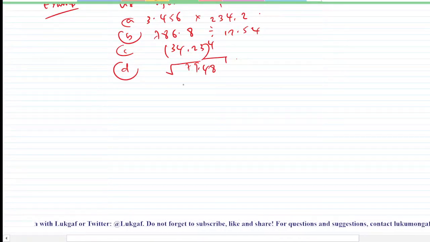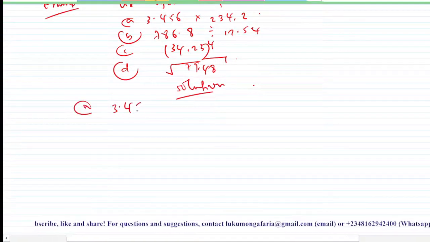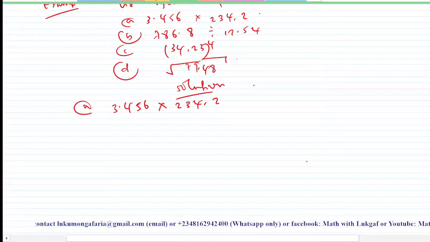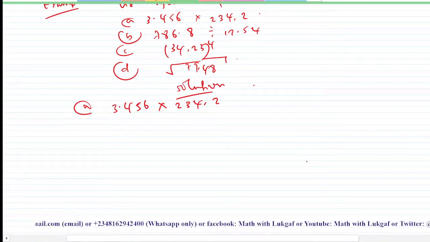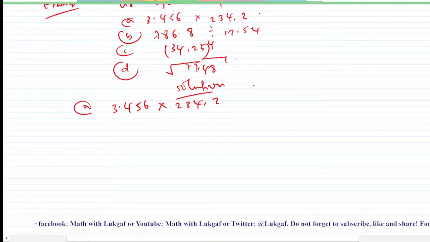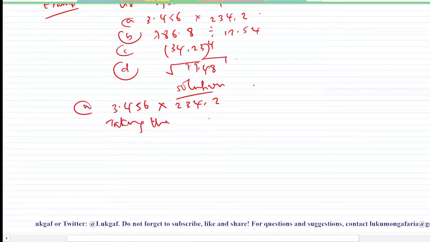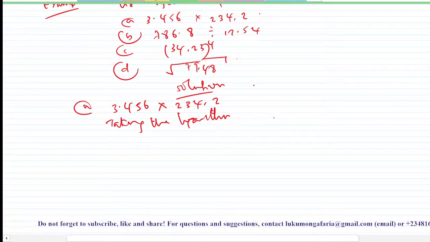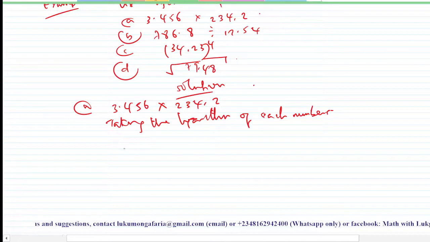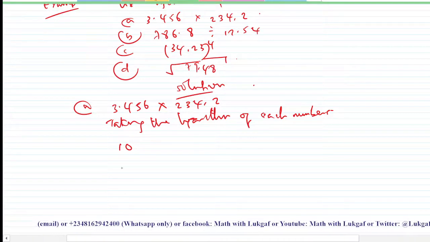For the first question, I have 3.456 multiplied by 234.2. Remember, the logarithm of a number, say in base 10, is the power to which 10 is raised to give you the number. So if you take the logarithm of each of the numbers, then the logarithm is going to be 10 raised to power something.